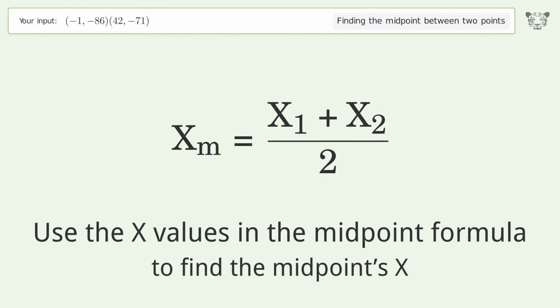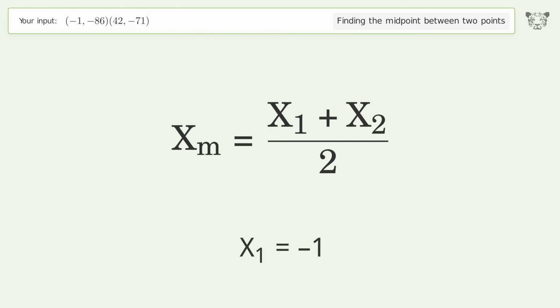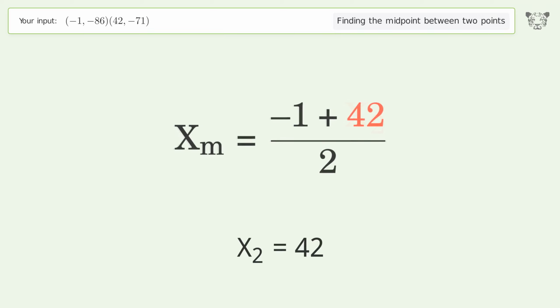Use the x values in the midpoint formula to find the midpoint's x. x1 equals negative 1. x2 equals 42. Simplify the arithmetic.